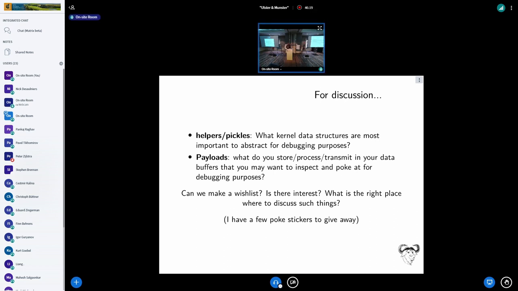And now this is the last one for discussion. And this is for discussion, not just for poke, but also for Dragon. So there are Dragon helpers and poke pickles, right? Now, I will be very curious to know, other than the existing helpers implemented in Dragon, what will be the kernel data structures that the kernel hackers will find useful for debugging the kernel with this kind of debuggers, right? On one side. And also the payloads, right? If you debug the kernel, what kind of payloads, I don't know, USB, TCP packets, will you find useful for kernel debugging? And yeah, that's it.